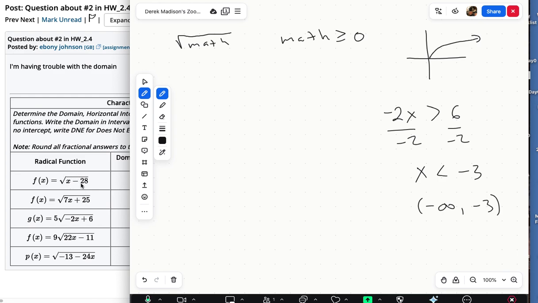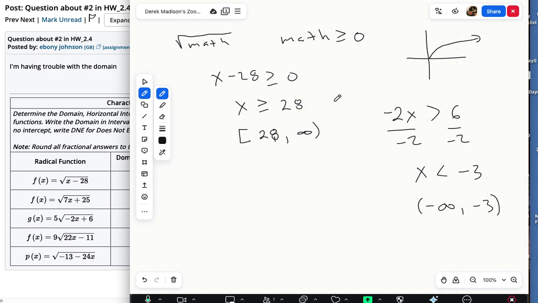With this one, x minus 28 is greater than or equal to 0. You're just adding the 28 over, and x is greater than or equal to 28. And then you just have to think about what that graph would look like. The x's are bigger than that, so we would have a bracket on the 28, with an actual 28 there, and then off to infinity.